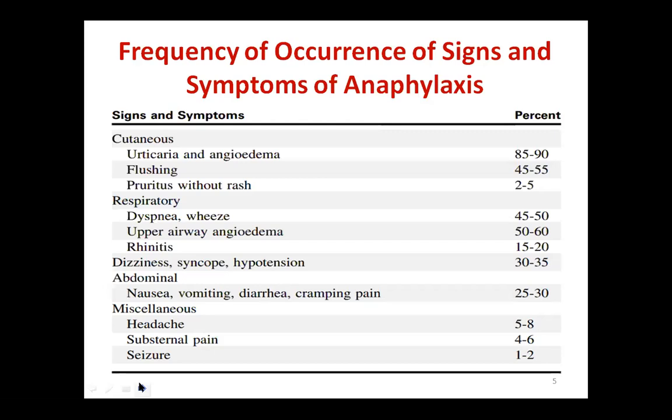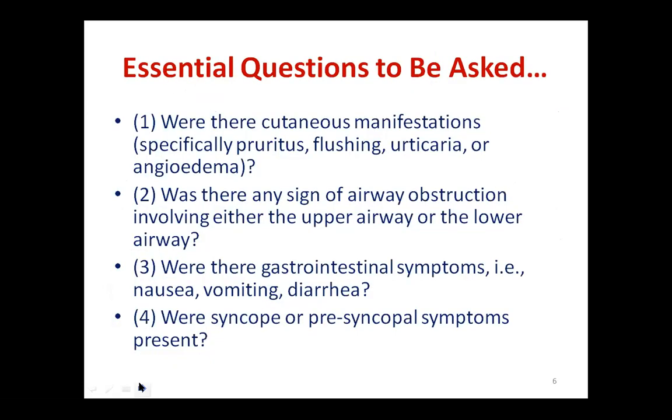In 30% of cases, there will be nausea, vomiting, diarrhea, and cramping pain. So gastrointestinal manifestations will be there. There are also some atypical presentations like headache, substernal pain, and seizure. So these four are the essential questions to be asked for any patient suspected of developing anaphylaxis.